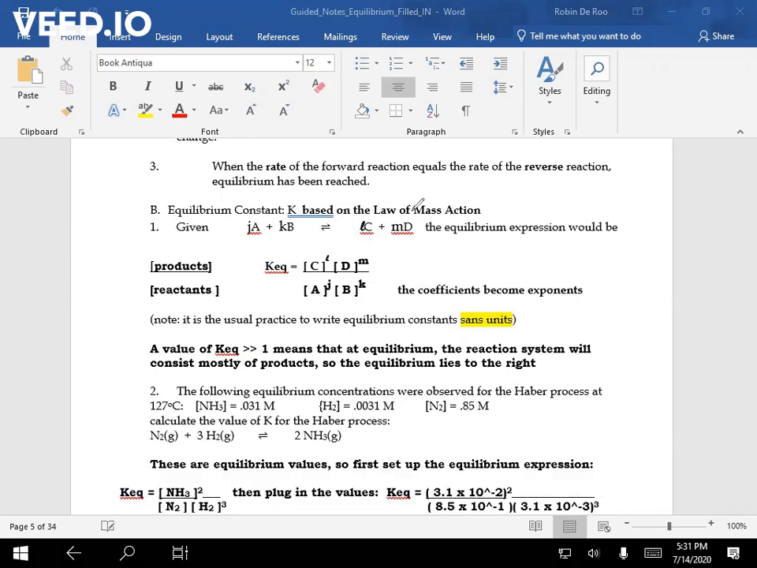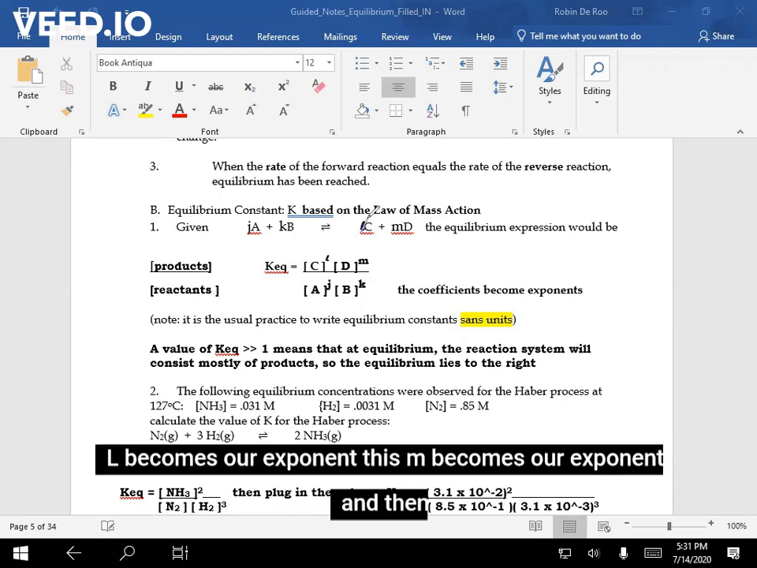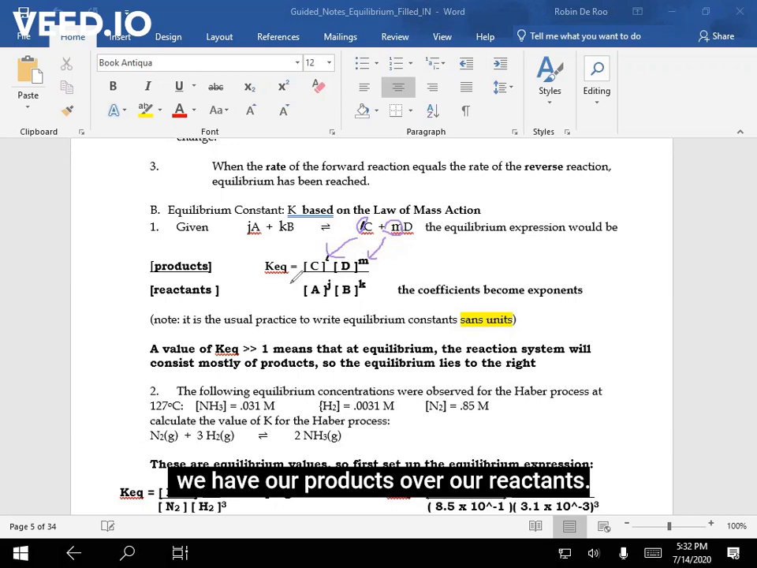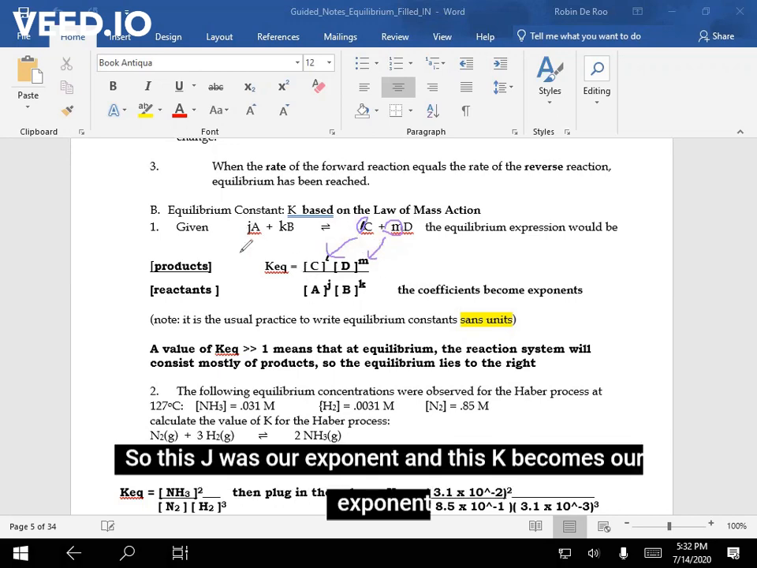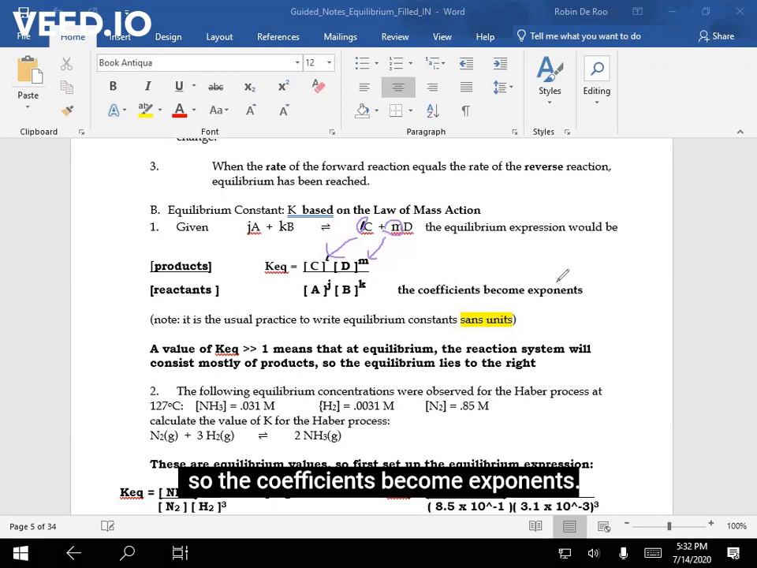Our products are here. You notice that this l was the number of C atoms, and this l becomes our exponent. This m becomes our exponent. And then we have our products over our reactants. So this j becomes our exponent, and this k becomes our exponent. So the coefficients become exponents.